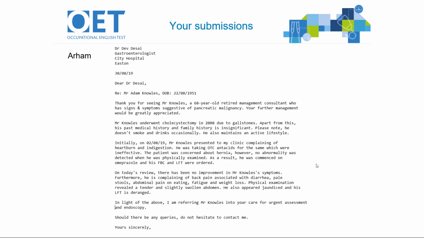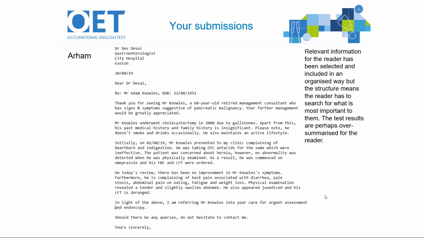The next letter comes from Aham. This letter does a good job of selecting the relevant information, and it has been included in an organised way, so case notes have been combined together in a sensible order. But again, the structure means that the reader has to search for the information that is most important to them. The test results are perhaps over-summarised here as well. So only his LFT is deranged has been mentioned without any other reference to any of the other test results that were provided in the case notes.